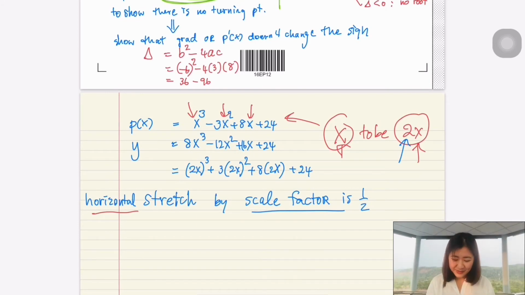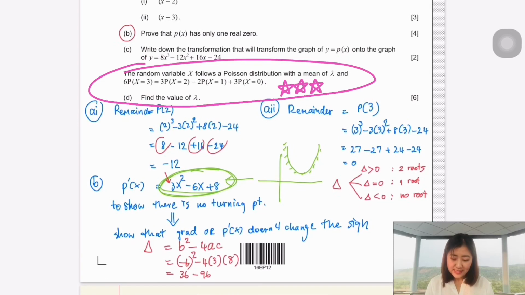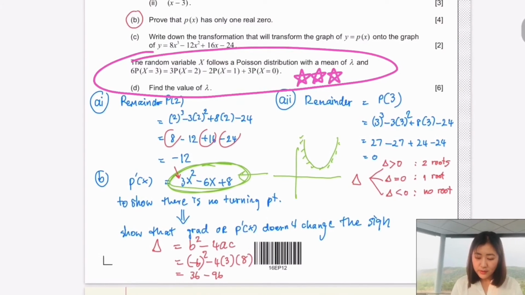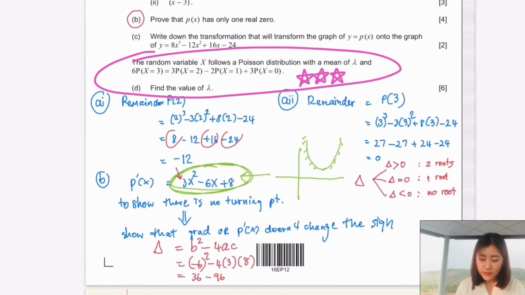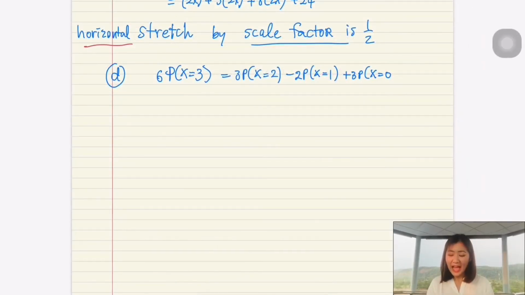All right, and then last question D. The random variable x follows Poisson distribution with the mean of lambda and follow the equation. We have to find lambda. Here we have to look back into our formula booklet.